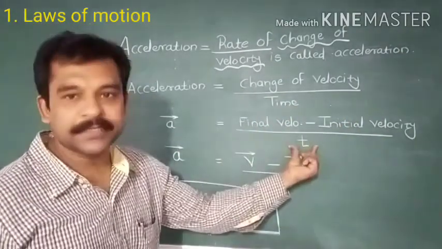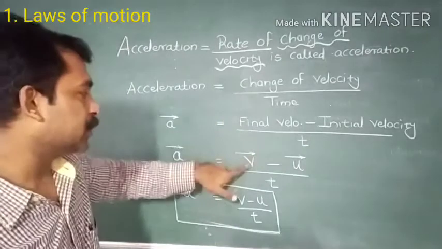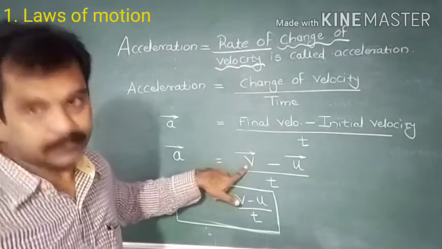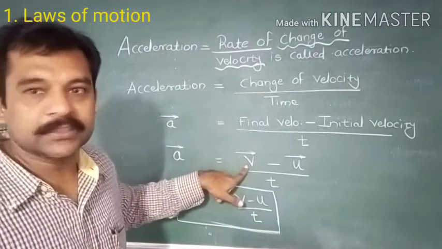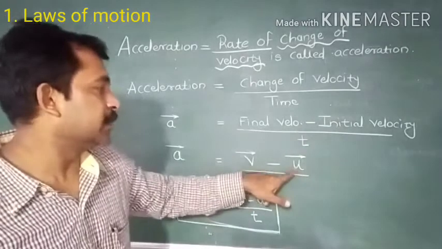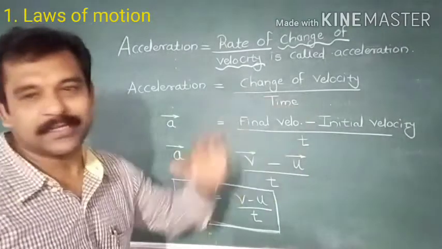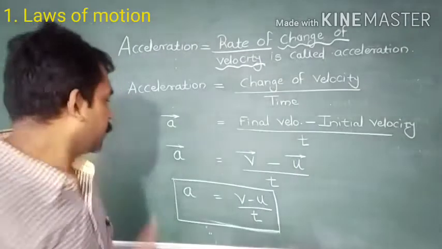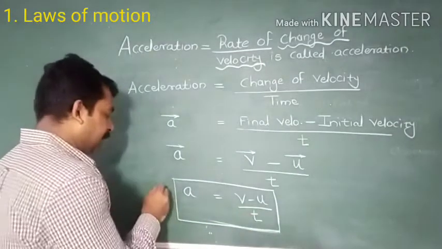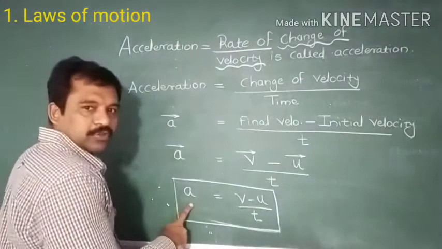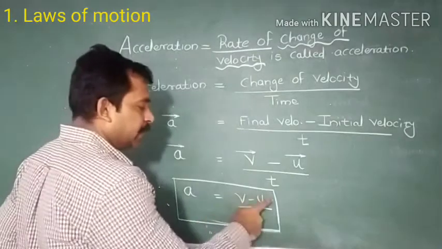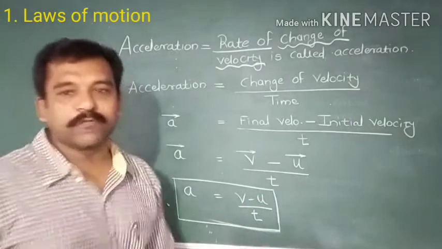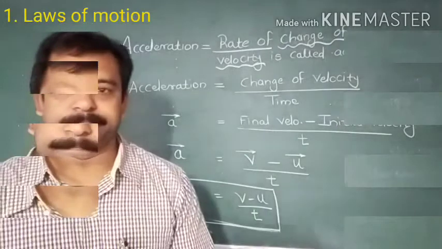Time is symbolized by T. For final velocity we have the symbol V. V is a vector, velocity is a vector. Initial velocity is symbolized by U. It is also a vector. Any velocity is a vector. So finally we can say that acceleration A is equal to V minus U upon T. This is the formula of acceleration.